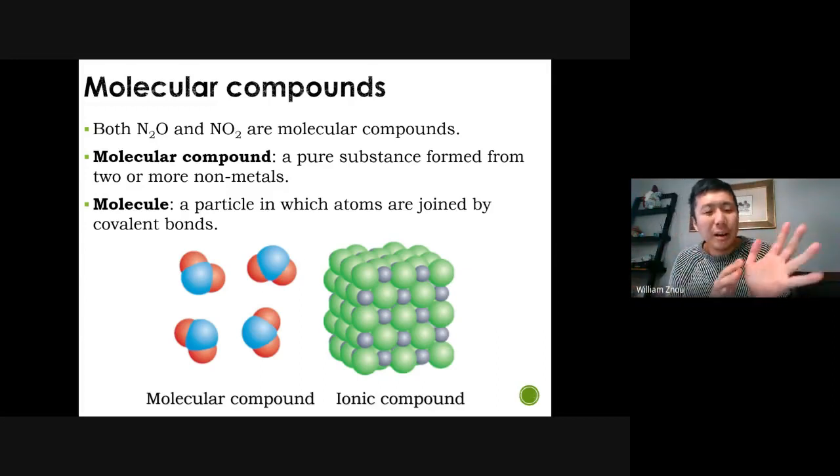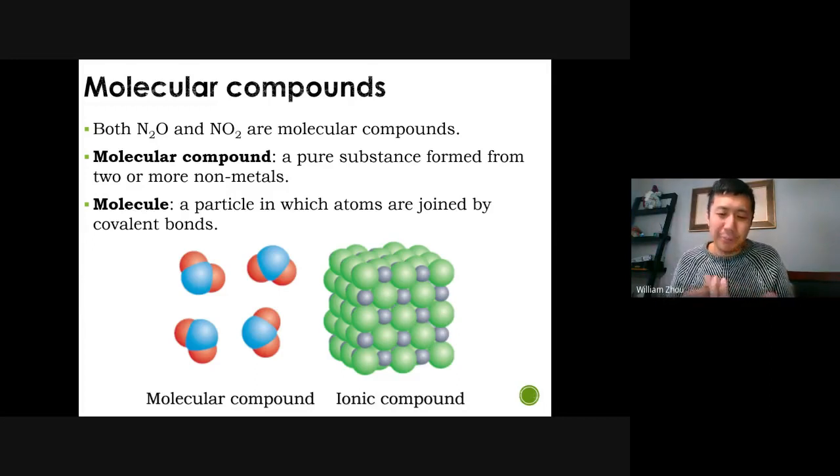Okay, so anyway, molecular compounds. So what is a molecular compound? Well, these are atoms of nonmetals joined together via covalent bonds, and they form molecules. Okay, notice the difference between the pictures. Molecular compound versus ionic. Ionic is a crystal.